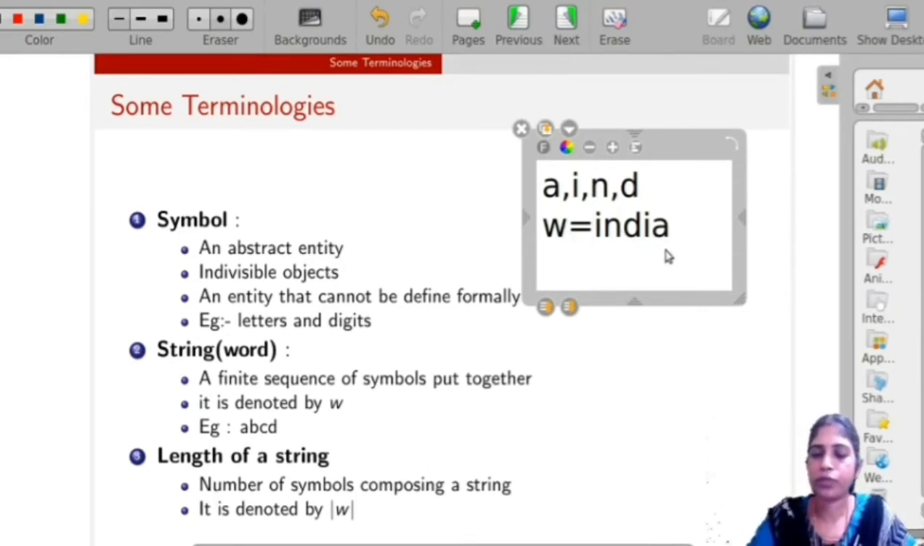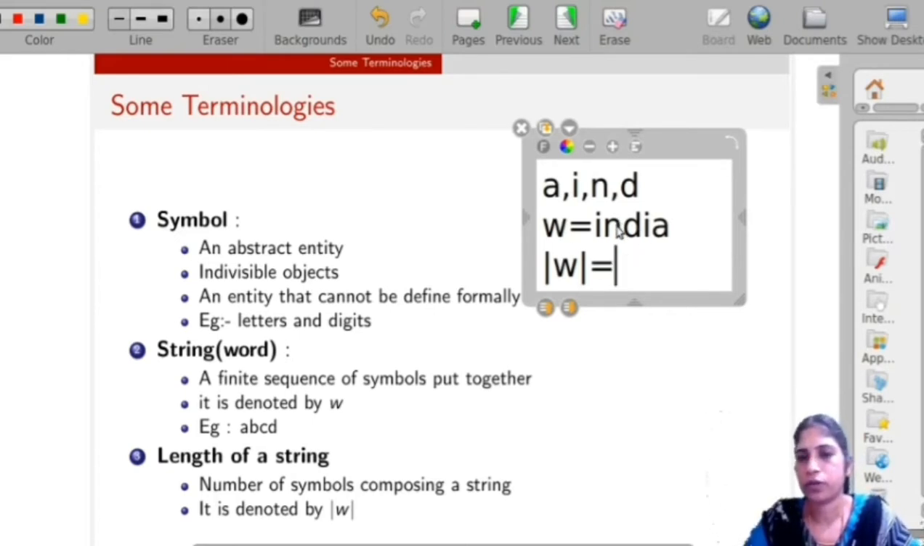Then what do you mean by length of the string? The next terminology is length of the string. It is represented by w between two vertical lines. The number of simples in the string is called the length of the string. So the string India contains 5 simples: 1, 2, 3, 4, 5. So the length of w is equal to 5.